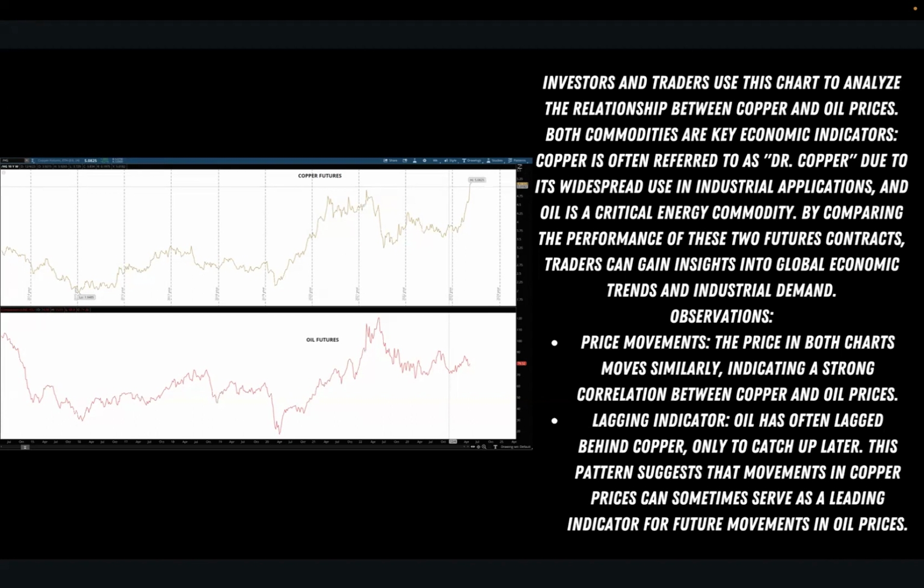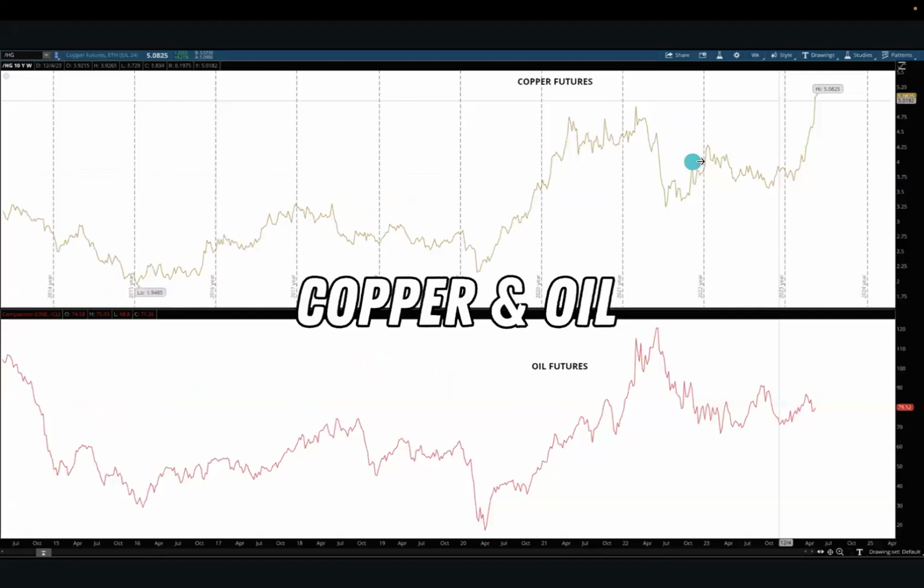Now, you can also use this as a little bit of a lagging indicator because oil has often lagged behind copper only to catch up later. This pattern suggests that movements in copper prices can sometimes serve as a leading indicator for future movements in oil prices. Now, that's based off of this current chart that we're looking at, which is going to be a weekly time frame, going back about 10 years or so. And when we say it's lagging, right? Oil is lagging a little bit.